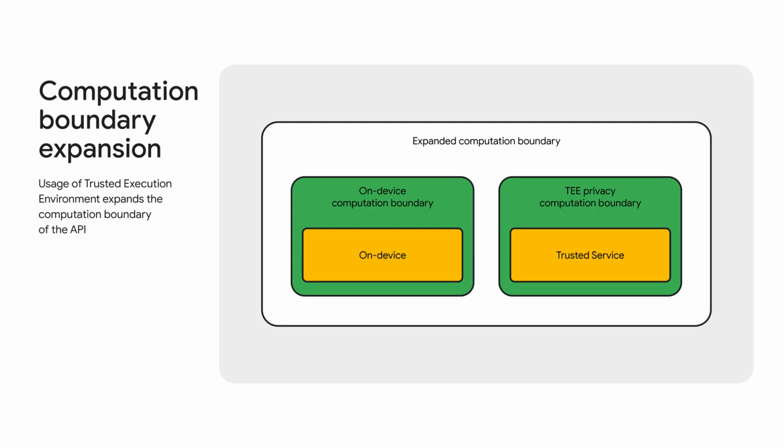Because the trusted execution environment is able to provide these key properties, we're able to expand the computation boundary to allow individual conversion reports to be collected on device and then sent to the aggregation service running in a TEE for processing. And when that data leaves this expanded computation boundary of on-device and TEE, we can be confident that the right amount of noise has been added.